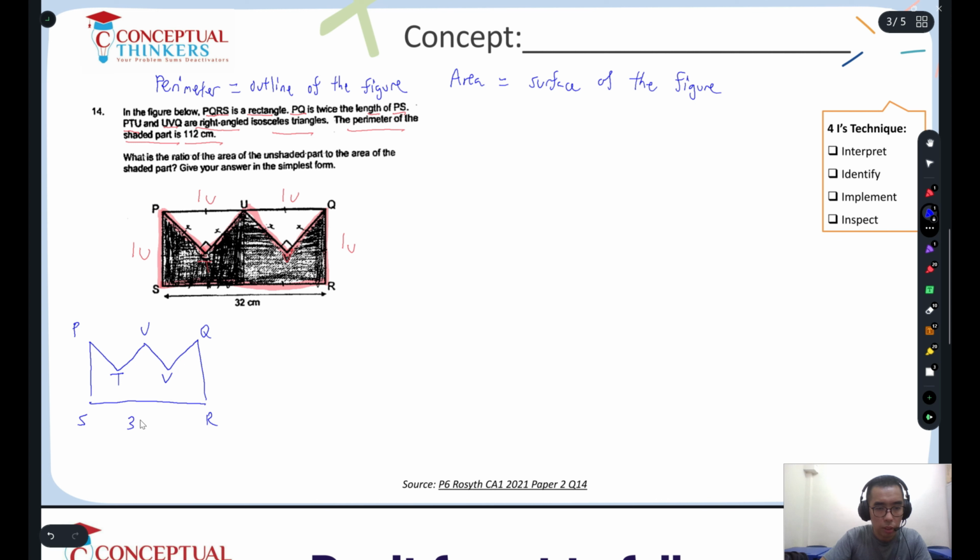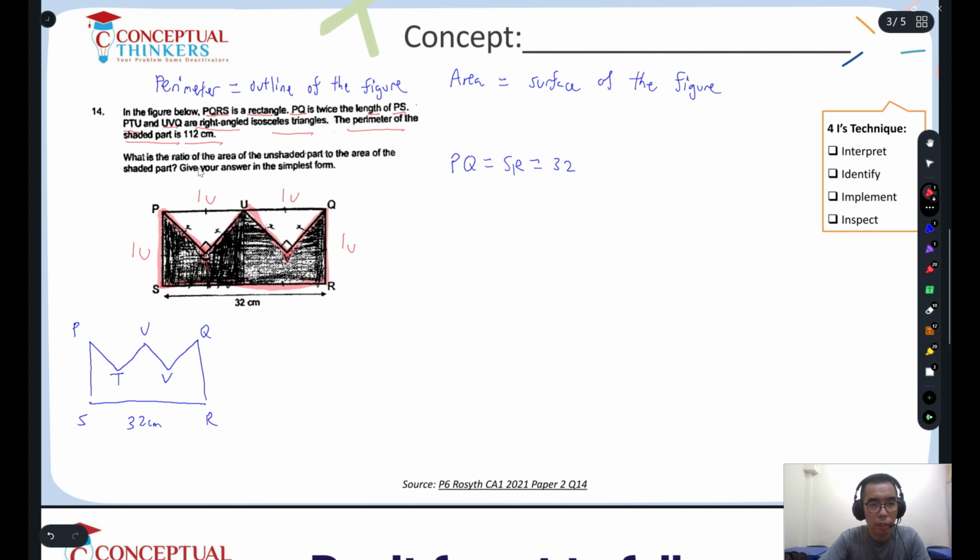They mentioned that this is actually 32 cm. You see that PQ is actually 2 units, which is equal to our SR. So we can say that PQ is equal to SR is equal to 32. Since we know that this is 2 units and this is 1 unit, we can actually calculate. Let's finish with our interpretation first.